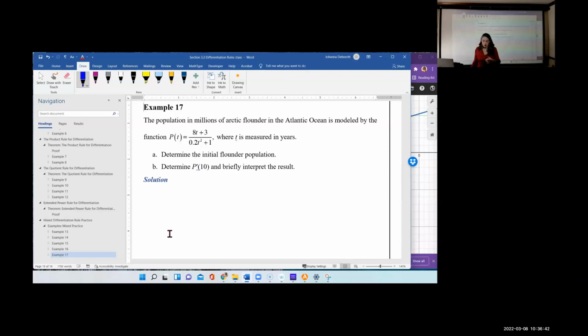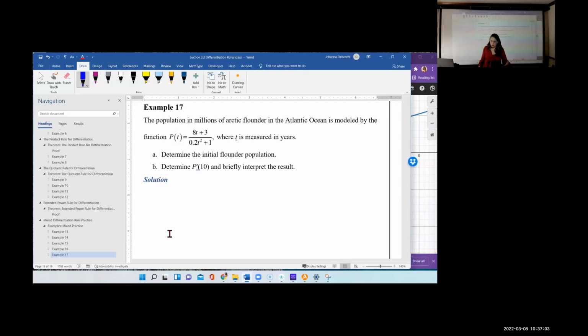We have the population in millions of Arctic flounder in the Atlantic Ocean, modeled by the equation P of T, where T is time in years, equal to 8T plus 3 divided by the quantity 0.2 T squared plus 1. Now, this is probably a real model.